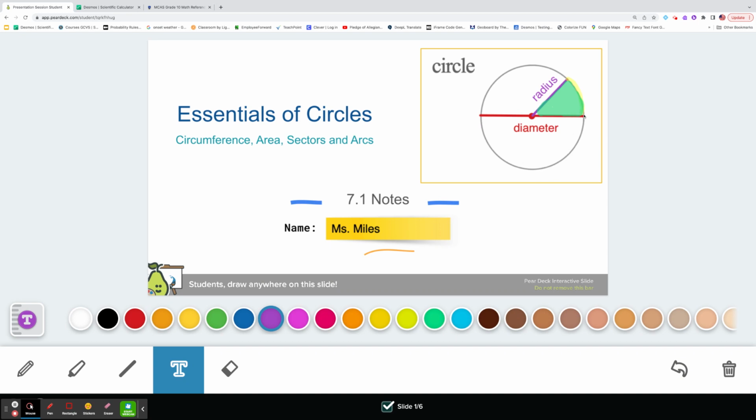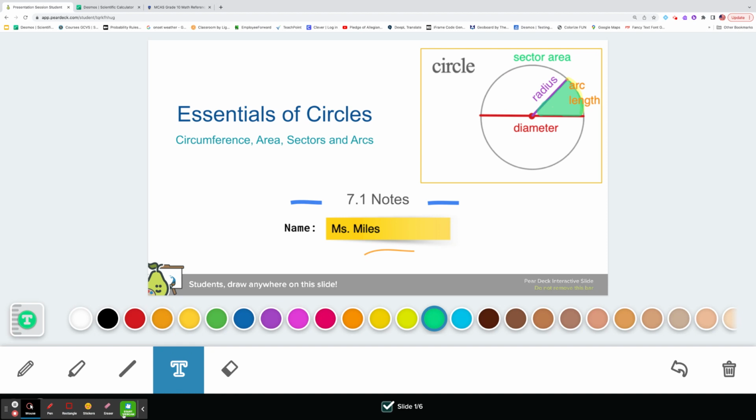But what if I wanted the distance around part of the circle? We call that piece of the circle an arc, and we call this part of the circle the arc length. So in this lesson, we're going to learn how to find the arc length. And what if I wanted the area of the entire circle? All the space inside a circle is called the area, but the area of this piece is called the sector area. So these are new terms that we will be looking at in this lesson.